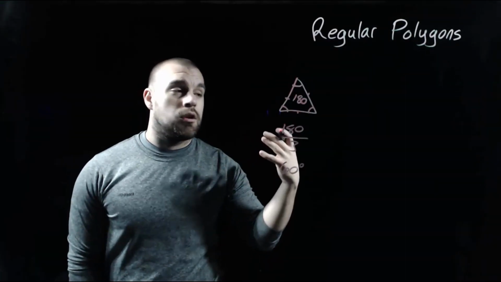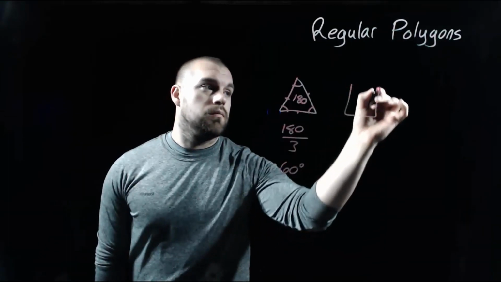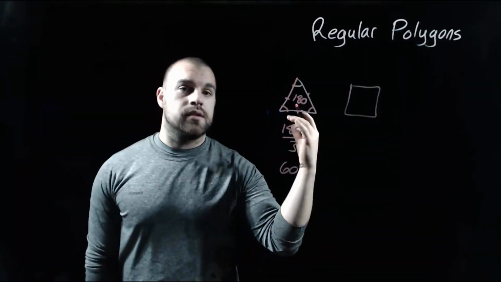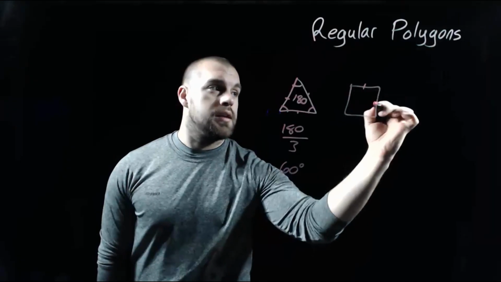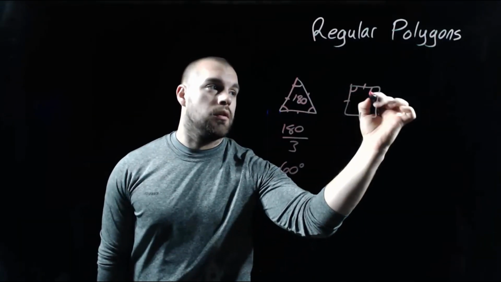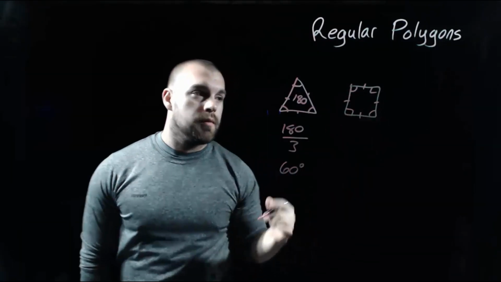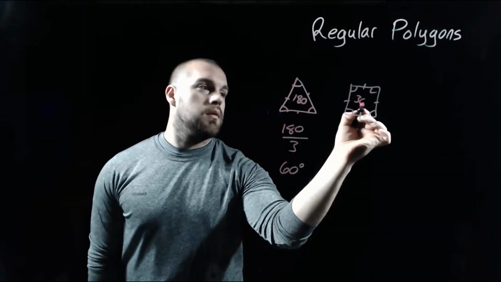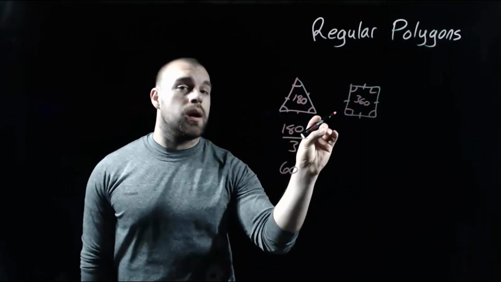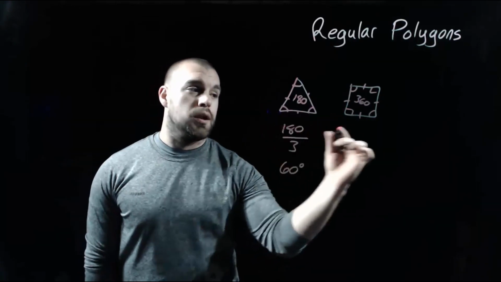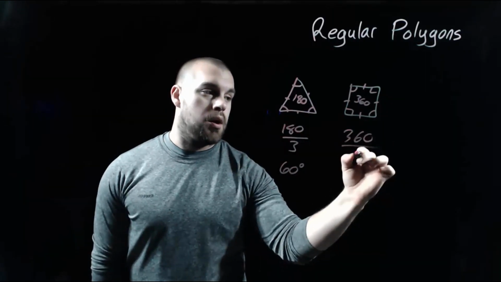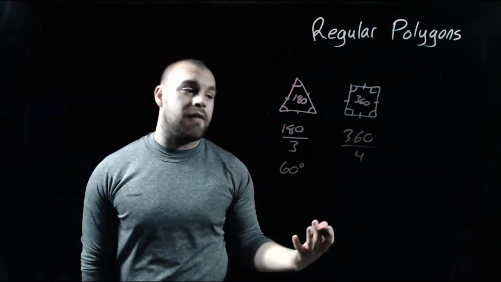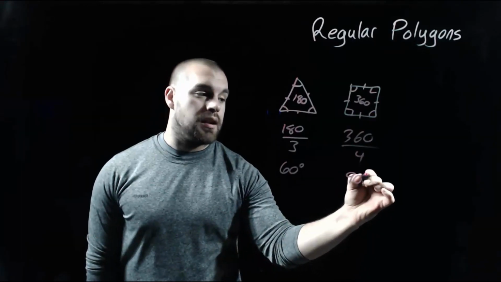Now if we did something similar with a quadrilateral, a square is a regular quadrilateral. All the sides are congruent and all the angles are also congruent. So if we're looking at this square, the interior angle sum has to be 360 degrees. And if we're going to split that up equally amongst the 4 angles that happen inside of that figure, then we end up with 90-degree angles.